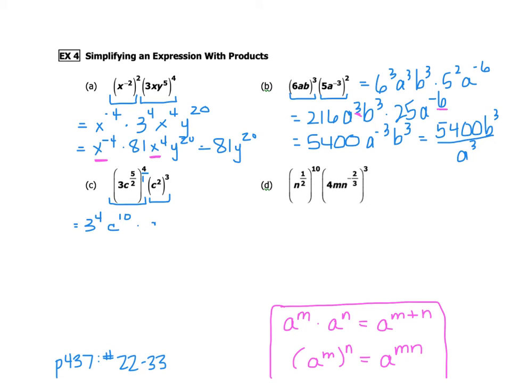Over here, this is c to the 2 times 3 equals 6 power. So this is going to give us 3 to the 4th is 81, c to the 10th times c to the 6th. Now we're going to use that product rule and add those exponents on the c's, and this will give us 81 c to the 16th power.